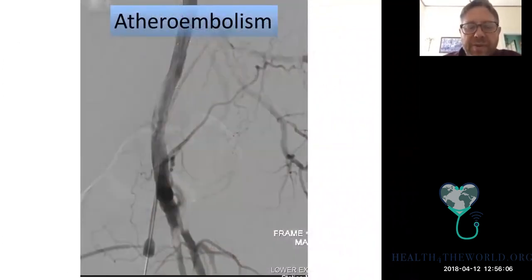So this is an example of disease of the external iliac artery here. We have a problem here. It looks like a dissection or an atheroma. We've gone up and we've done something to it, and we can see that there are filling defects right here in both of these vessels.